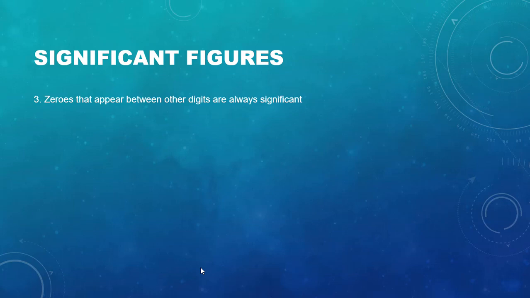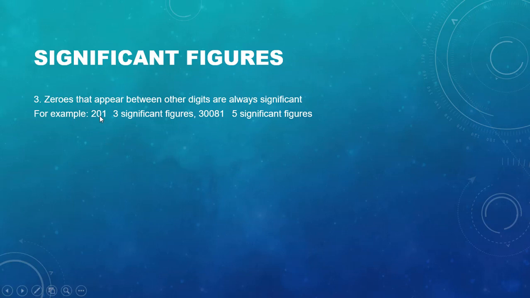The next rule is that zeros that appear between other digits are always significant. So for example, in the number 201, we have 3 significant figures. Even though there's a 0 here, we consider this 0 to be significant because it appears between 2 non-zero digits. Likewise, in this number here, 30,081, we have 5 significant figures because these zeros here are between these non-zero digits. So we have 5 significant figures in our second example.